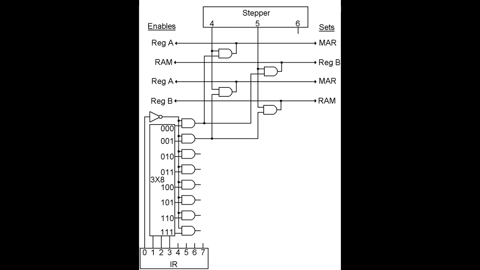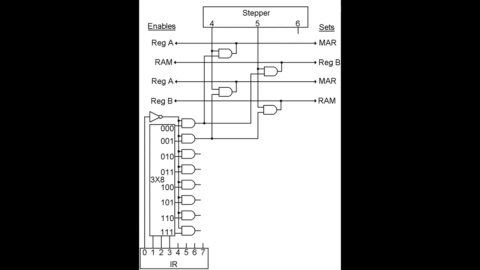Now the next 2 AND gates show what happens if it is a store instruction. For step 4, we are doing the same thing as for the load. We are enabling reg A onto the bus and setting it into the MAR. But for the 5th step, we are doing the inverse. We are enabling reg B onto the bus so that we can set it into RAM and write the data there.